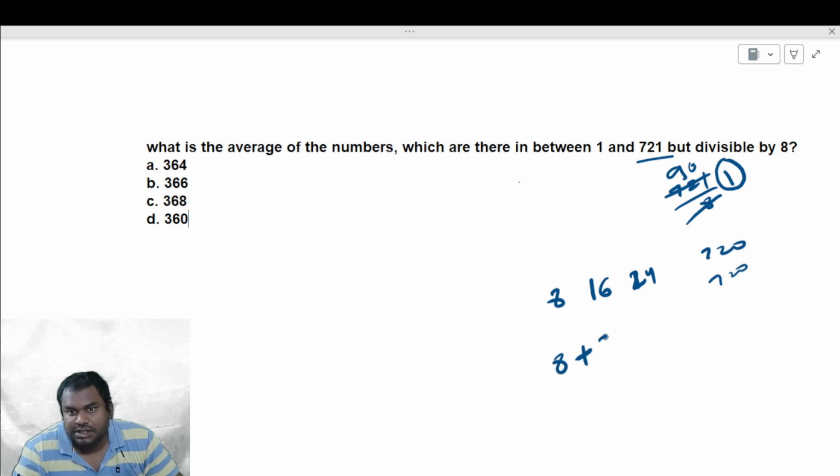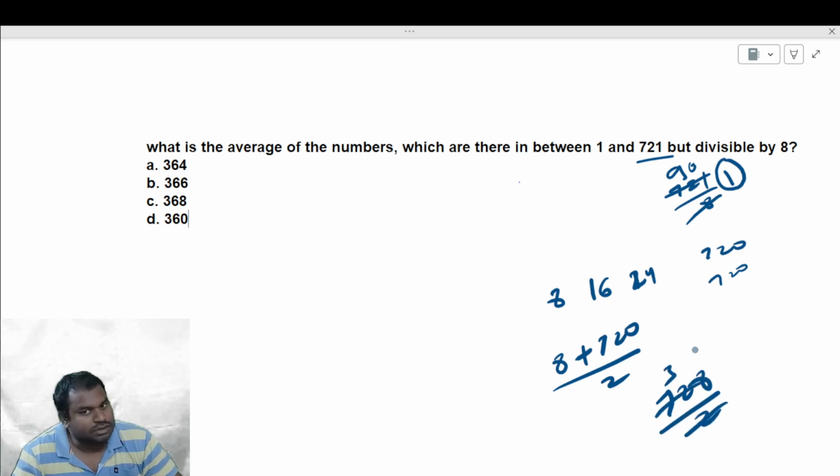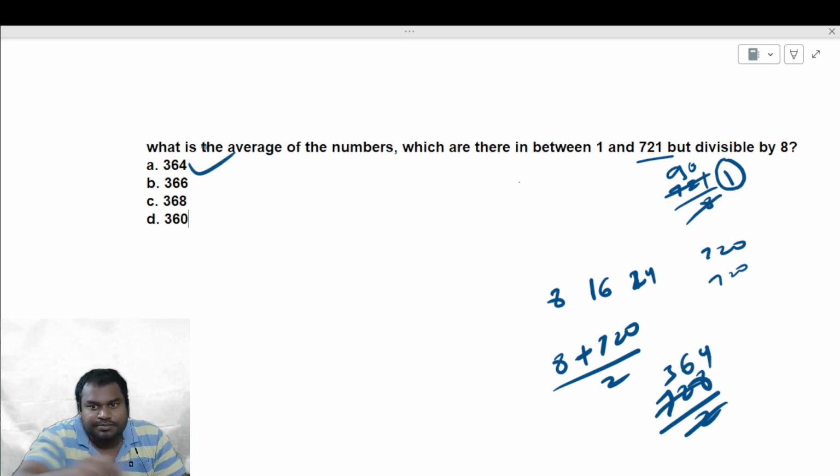The first number is 8, plus 720, divided by 2. 728 divided by 2. So 364. And A.